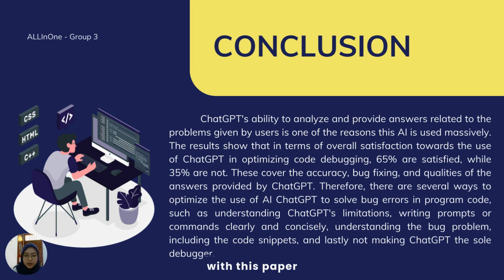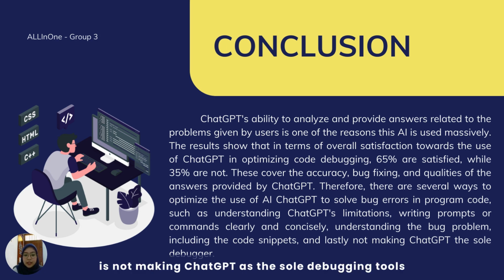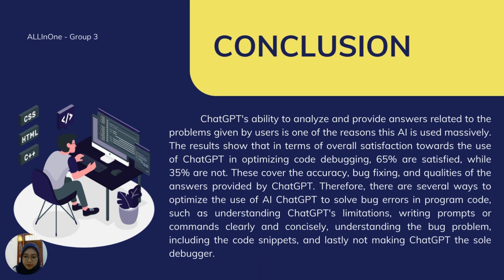With this paper, there are 5 ways to optimize the use of ChatGPT, such as understanding its limitations, writing prompts or comments clearly and concisely, understanding the bug's problem, including the code snippet, and the last one is not making ChatGPT the sole debugging tool.